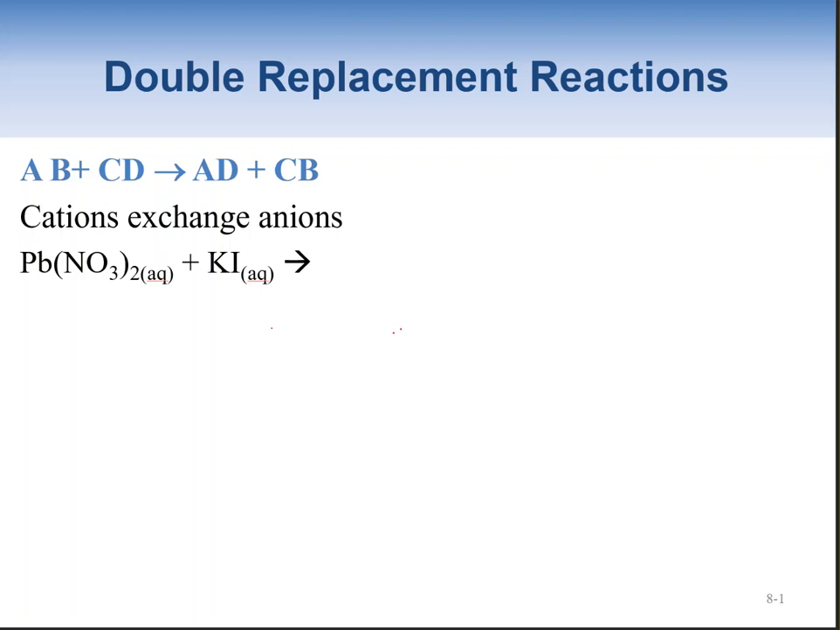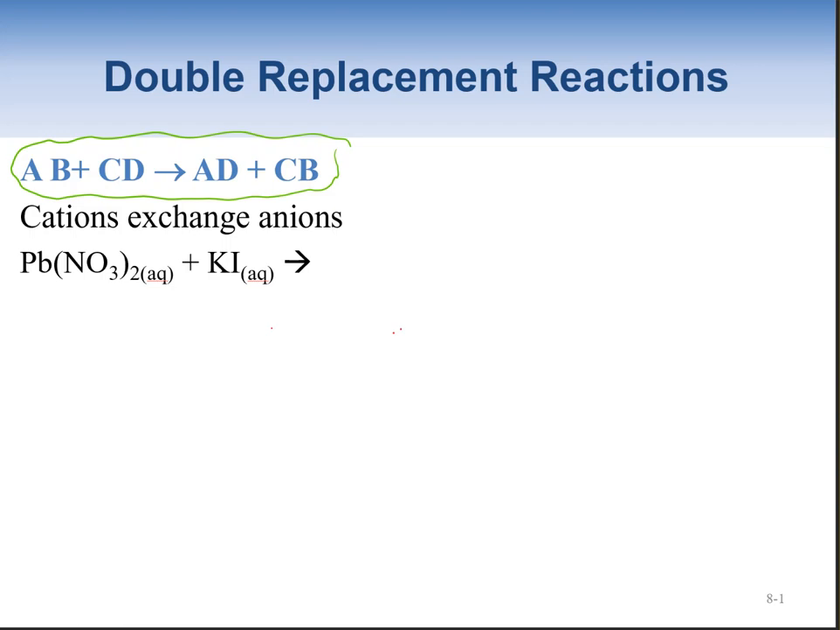In this lecture, we're going to look at double replacement reactions. Double replacement reactions have this general format: you start with two compounds and you expect two compounds as products. Now, let's look at the reaction of lead-2 nitrate and potassium iodide, and I'll show you how we can predict the products of a double replacement reaction.